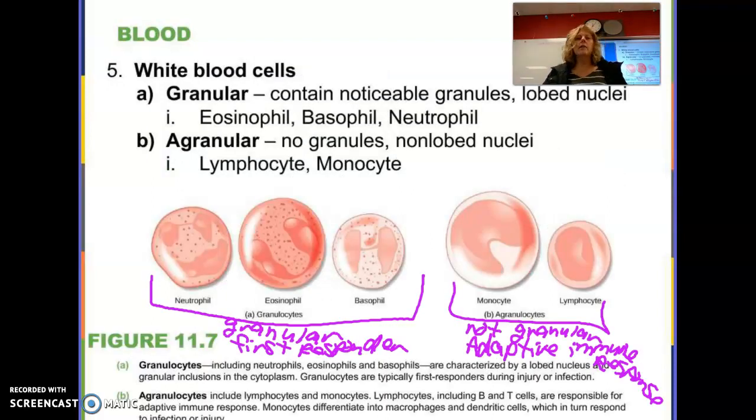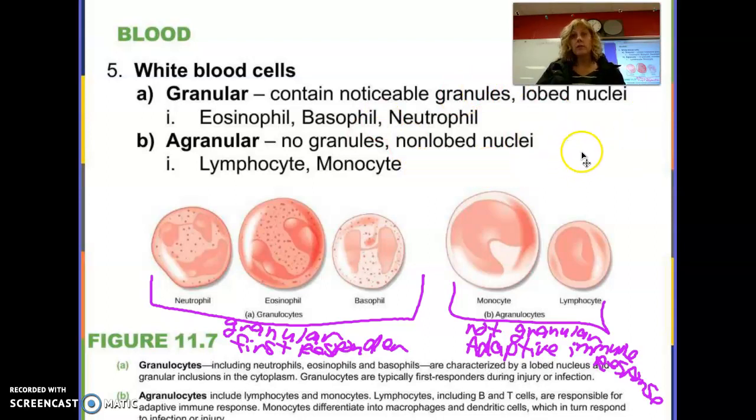All right, and then white blood cells. By the way, I apologize, I'm wearing a jacket and it is freezing cold in my classroom. It's snowing outside as I'm recording this, and I don't know if they shut the heat off because you guys aren't here. I'm not sure what's going on, or if I'm just being punished. I don't know. Anyway, white blood cells.